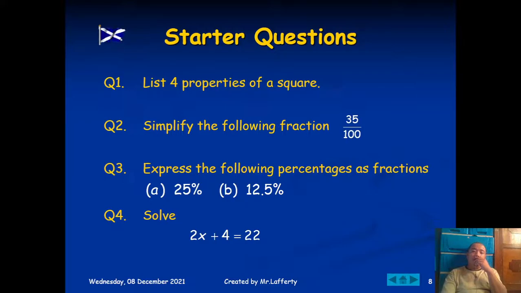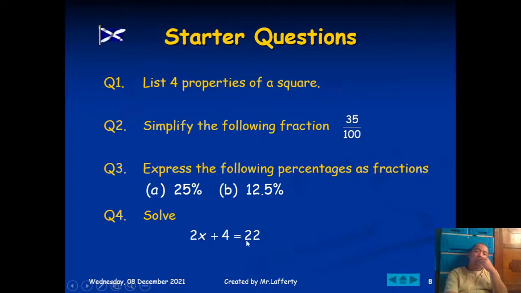Simplify the following fraction: 35 over 100. Just divide, 7 over 20. Express the following percentages as fractions. So 25%, 25 over 100, or 1/4. Now 12.5 divided by 100. 12 and a half is 25 halves. 25 halves divided by 100 is 1/8. So 1 over 8 is letter B in question number 2. And 1 over 4 for the first.